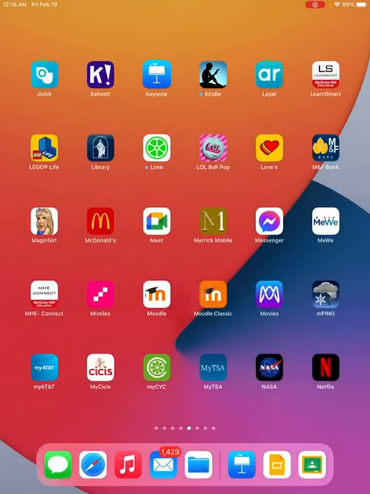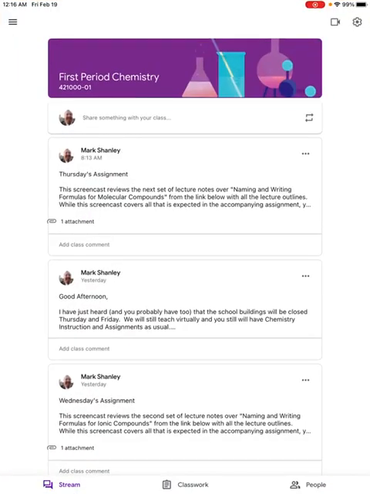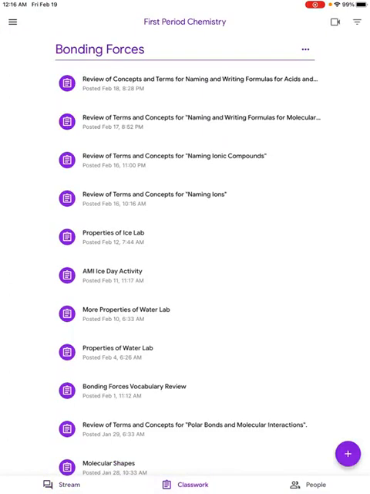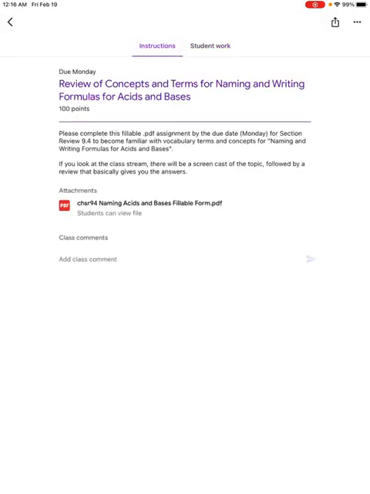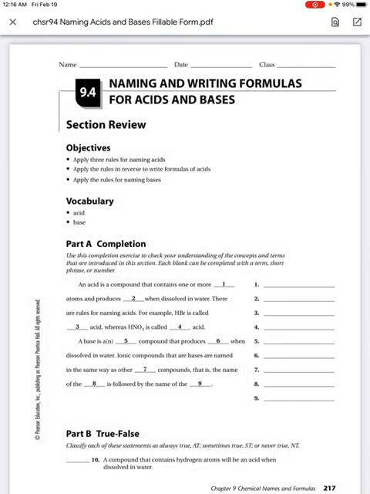So if I may, I will go back to our classroom and go to classwork and assignments and see the accompanying assignment that reviews these terms and drives them home. And here it is, a review of concepts and terms for naming and writing formulas for acids and bases. However you want to open it up, however you want to get to it so it turns into an editable form. Usually once it's here, in most PCs and Chromebooks, there are 3 dots at the top right. And so you will open a new window, and then you can save it.